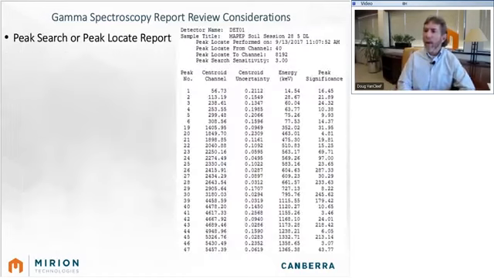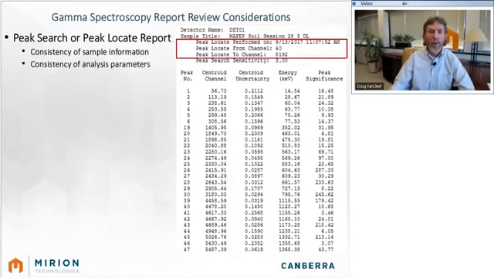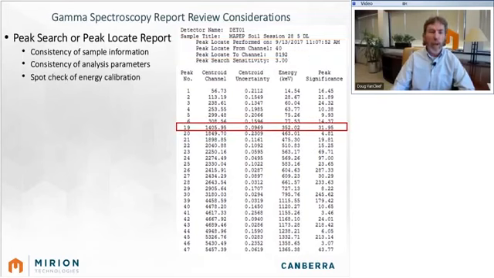Okay. When we get to the peak search or peak locate report, now again we have the opportunity to think about consistency of sample information or consistency of analysis parameters. Are we doing everything the same here as we said we were doing on the header page? We can do a spot check of the energy calibration. We can take those energy calibration offset and slope, multiply it by the channel number, which is listed here, and we should come up with the energy that is listed here.